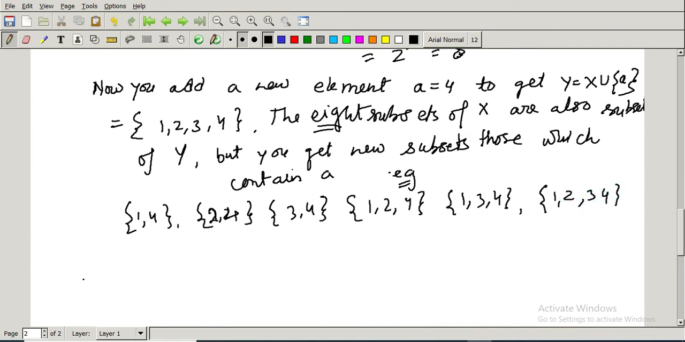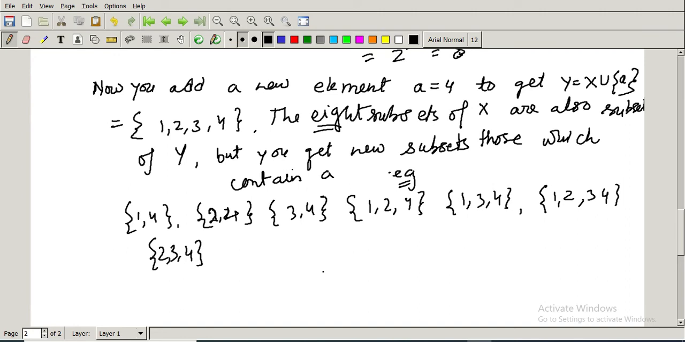Okay, so that much. These subsets will also be included with the already existing ones. So we will have now 16 subsets, right?